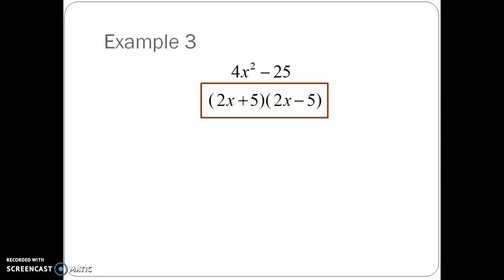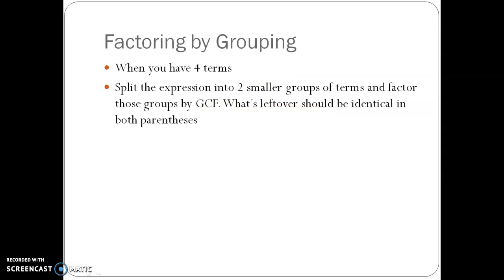All right, the last type of factoring we're going to go over is what we call factoring by grouping. This method is used when you have four terms. When you have these four terms, you're going to split the expression into two smaller groups of terms and factor those groups by GCF factoring. Whatever is left over should end up being identical in both parentheses, and then you'll be able to write it in factored form.